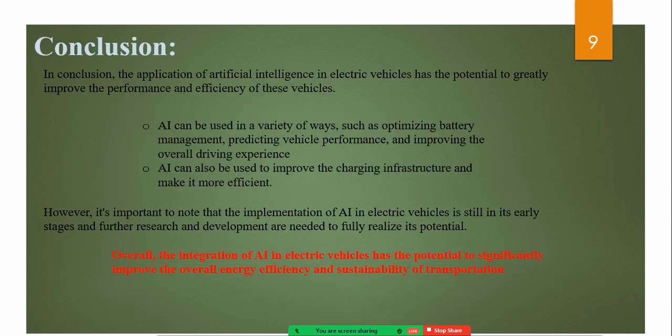So I'm proceeding towards the conclusion. In conclusion, I would like to say that artificial intelligence has the potential to improve the performance and efficiency of electric vehicles. However, it is very important to note that implementation of AI in electric vehicles is in its early stage, and much research and development is needed in order to fully realize the potential of AI in EVs.